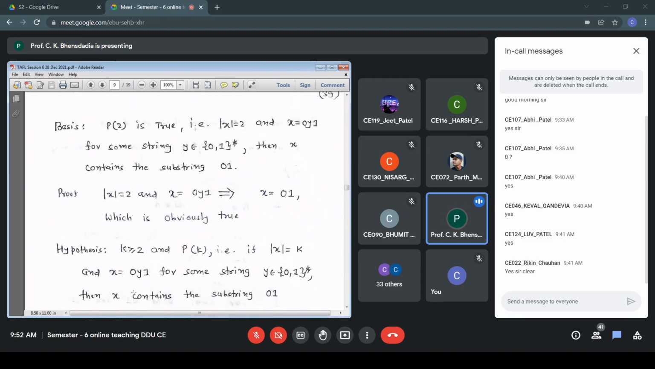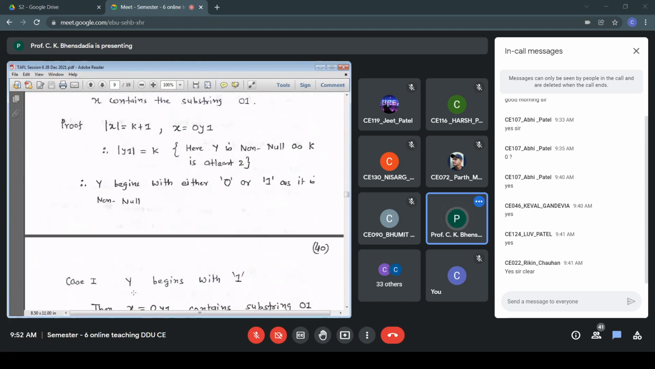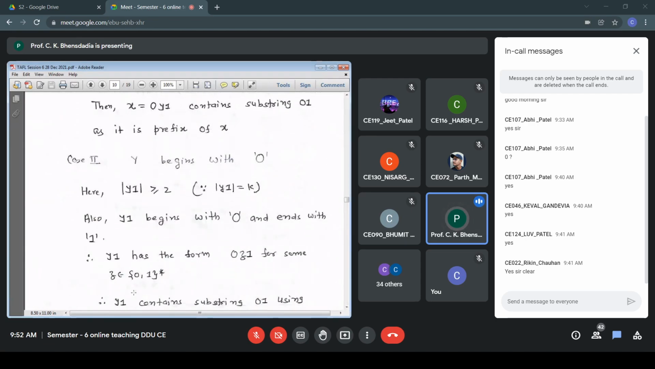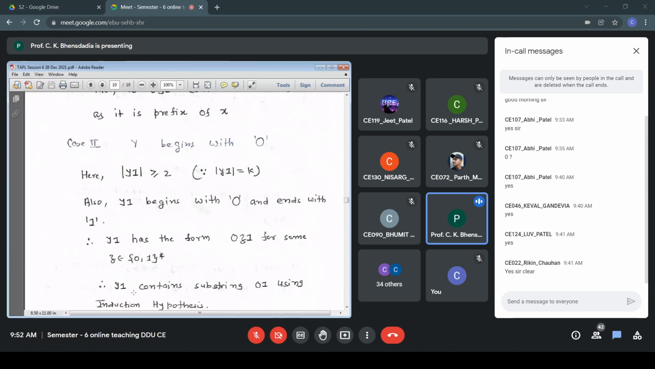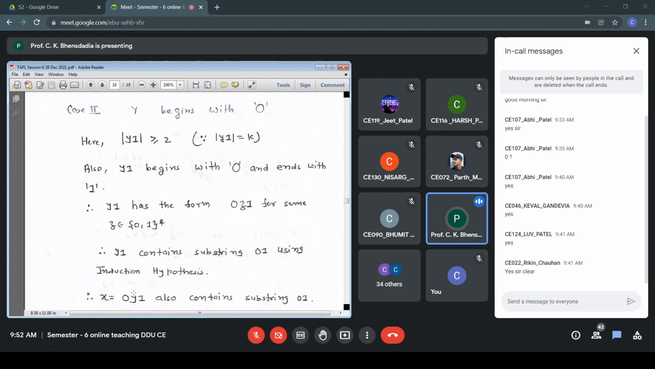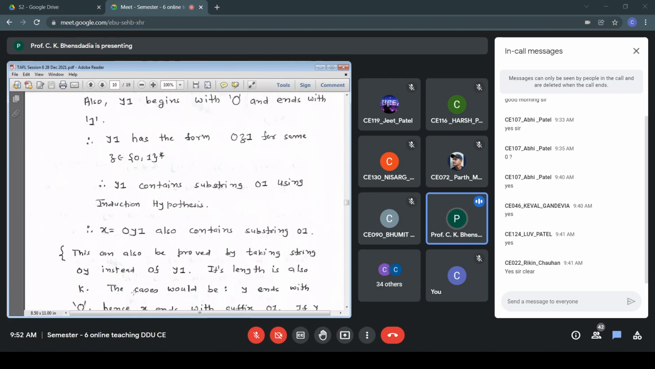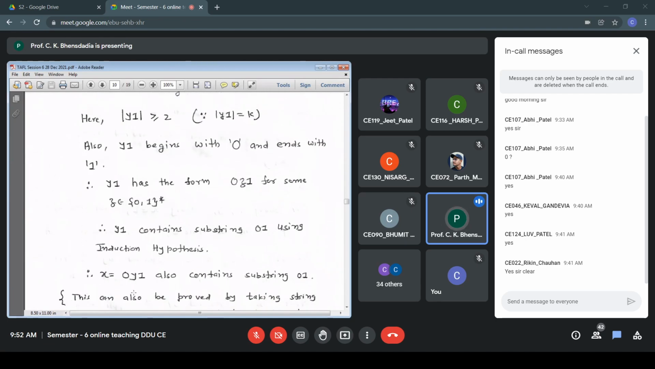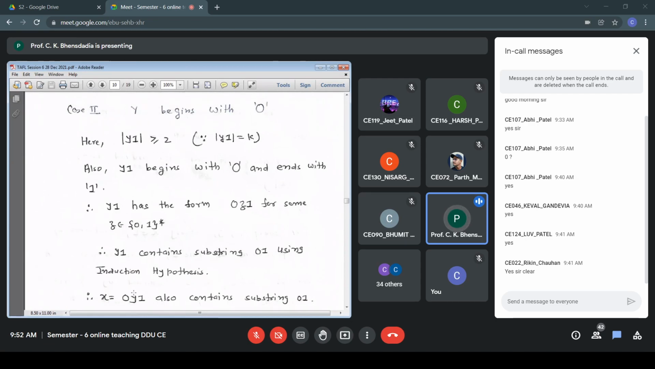Then x contains the substring 0, 1. It means y1 contains the substring 0, 1. The prerequisite for the hypothesis is verified. Now I can use the conclusion of the hypothesis, which is y1 contains the substring 0, 1, using the induction hypothesis. And my x is 0, y1. So automatically x also contains the substring 0, 1. That is my conclusion. In fact, that completes the proof for case number 2. Therefore, x equal to 0, y1 also contains the substring 0, 1. That completes the proof for case number 2.